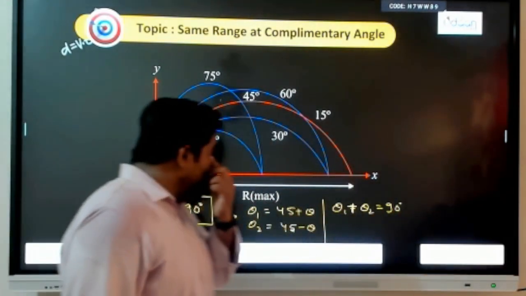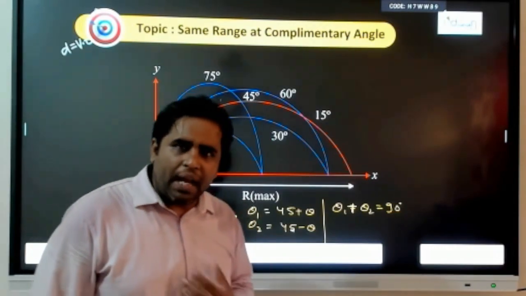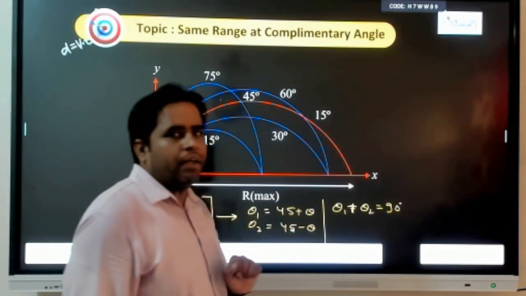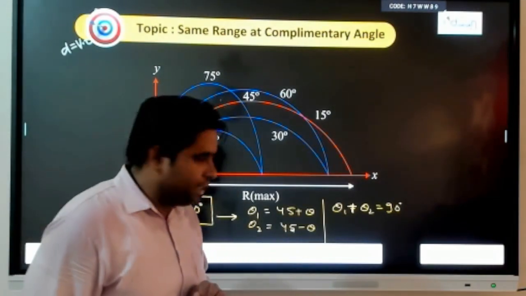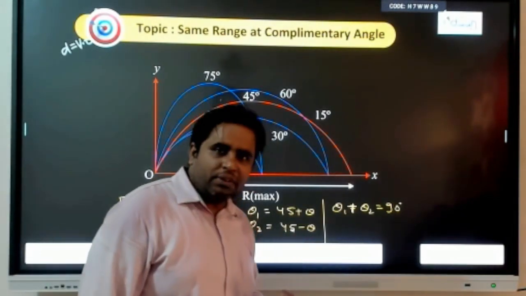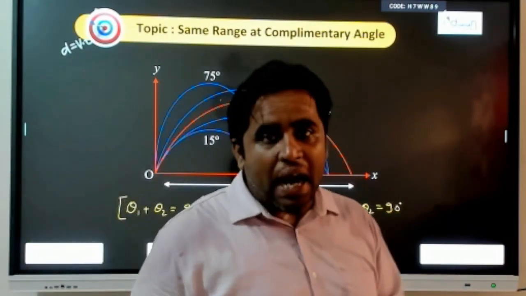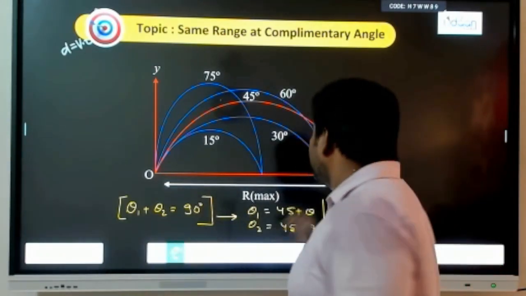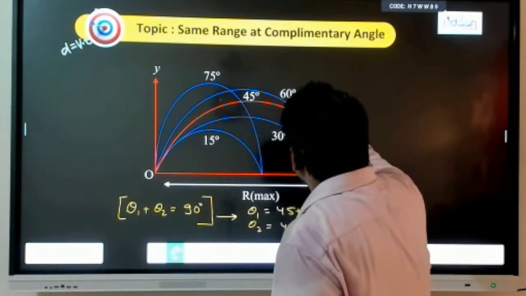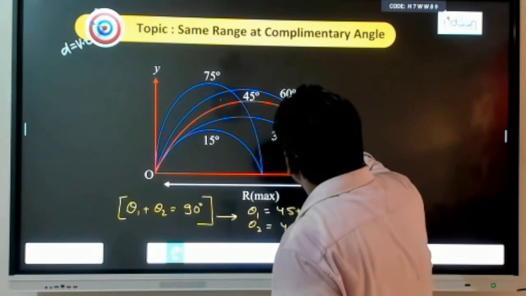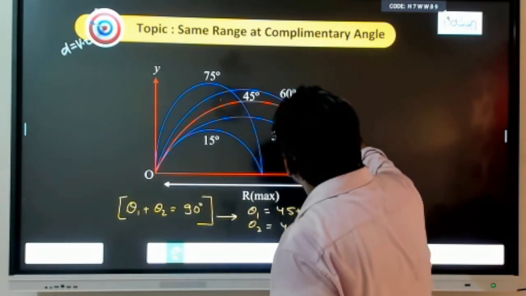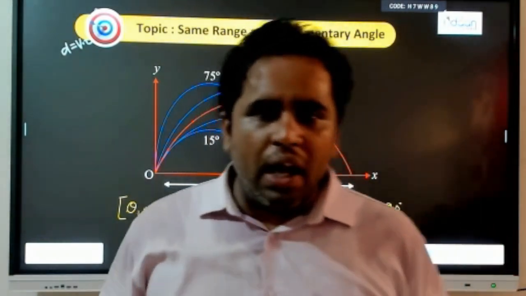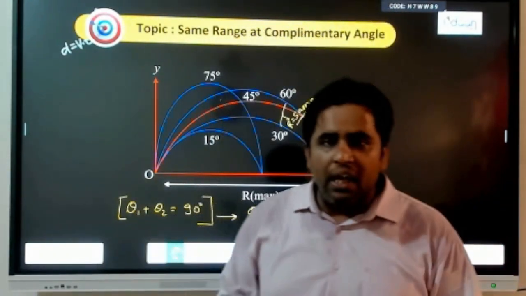Is this clear? You will be asking me, sir, what variety of questions are going to be asked here? If I tell you 45 plus 15, it becomes 60 degrees, and 45 minus 15 becomes 30 degrees. So at 60 degree projection and at 30 degree projection, the range R is going to be the same. That way you can understand at what angles of projection the range will be the same.